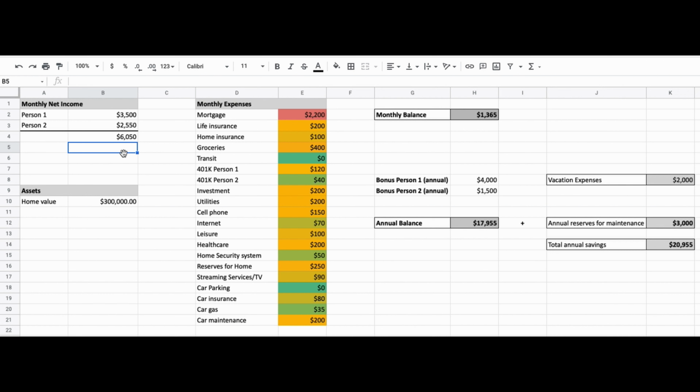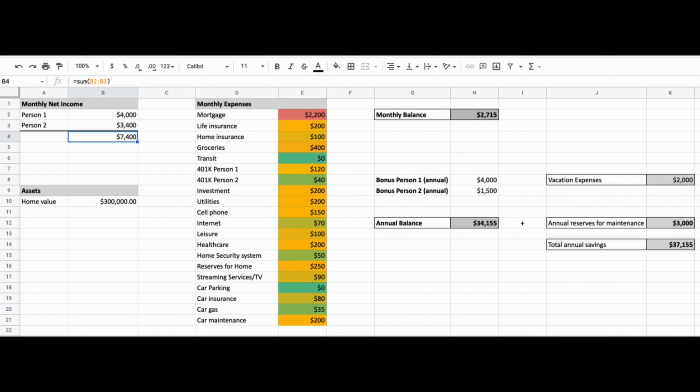Most bonuses are not paid on a monthly basis, so I did add a different field for that and we will discuss that later, just in a moment. For now, add your monthly net income in these two fields, if it's two people, and then we can get started. I have previously filled out these cells over here with some random numbers to get a head start, but you should use your own numbers so that you get an exact picture of your own situation.